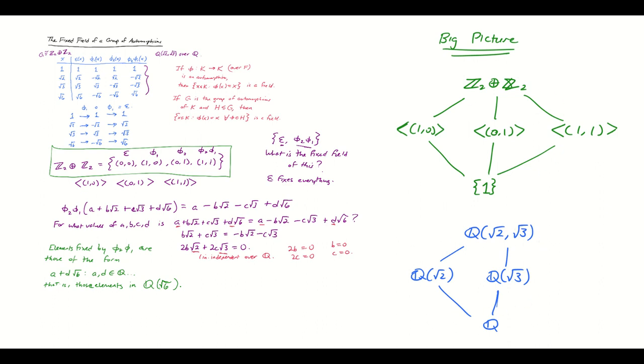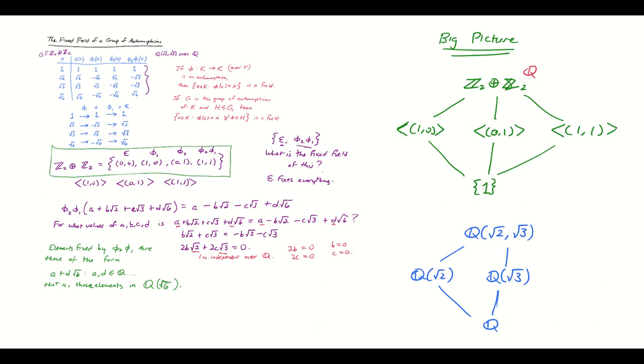Okay, let's think about what would happen if we took Z2 plus Z2, our entire group of automorphisms, and found the fixed field of that. What is the fixed field of all of these automorphisms? Well, now root 2 is no longer fixed because it's not fixed by phi1, and phi1 is in this group. Root 3 is no longer fixed, and root 6 is no longer fixed. The only things that are fixed by this entire group are the rationals. So I'm just going to mark that there.